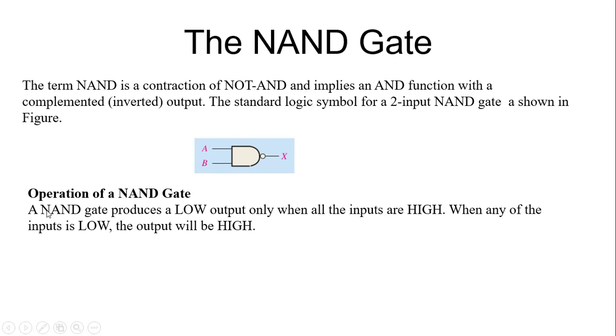Operation of a NAND gate. A NAND gate produces a low output only when all the inputs are high. If A is high and B is high, the output X will be low. If A is 1, B is 1, X is 0. The output is 0. If any of the inputs is low, the output will be high. A NAND gate produces a low output only when all the inputs are high. When any of the inputs is low, the output will be high.